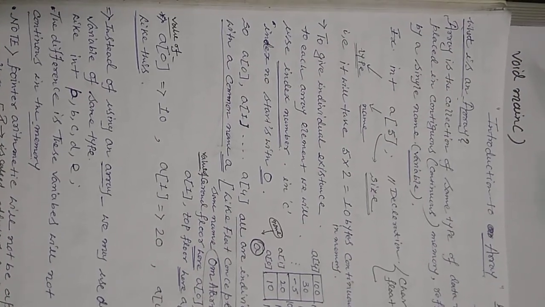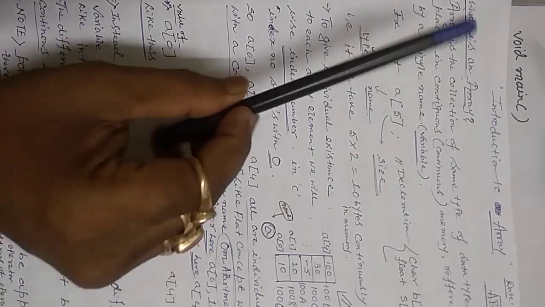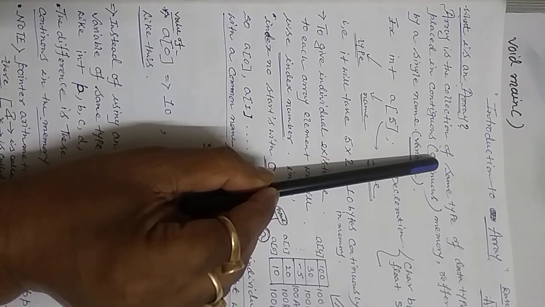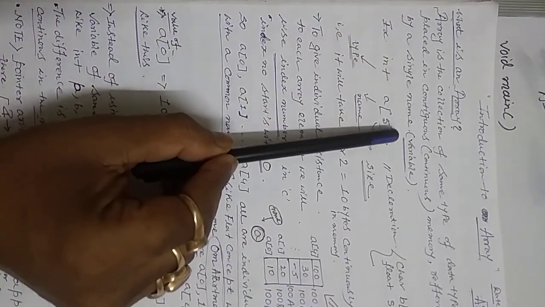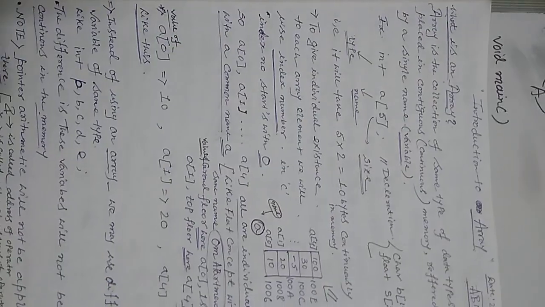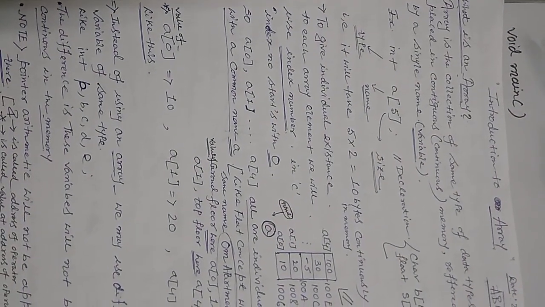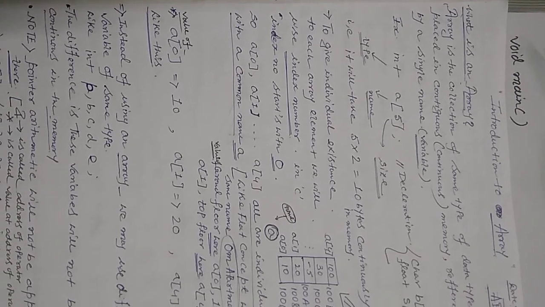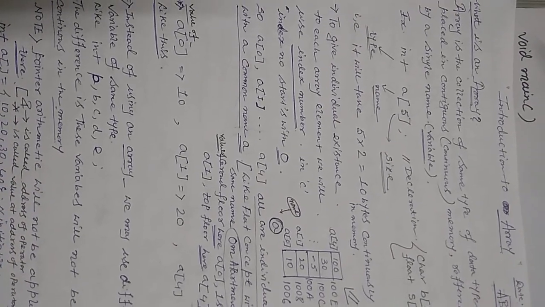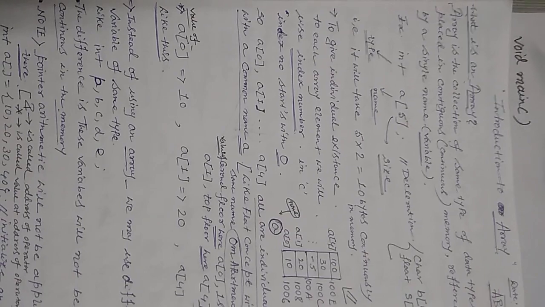beginning with the definition. What is an array? Array is the collection of same type of data types placed in contiguous memory, referred by a single variable name. Okay, so you may visualize the thing with the concept of a flat structure or multi-storied building. It is something like that.